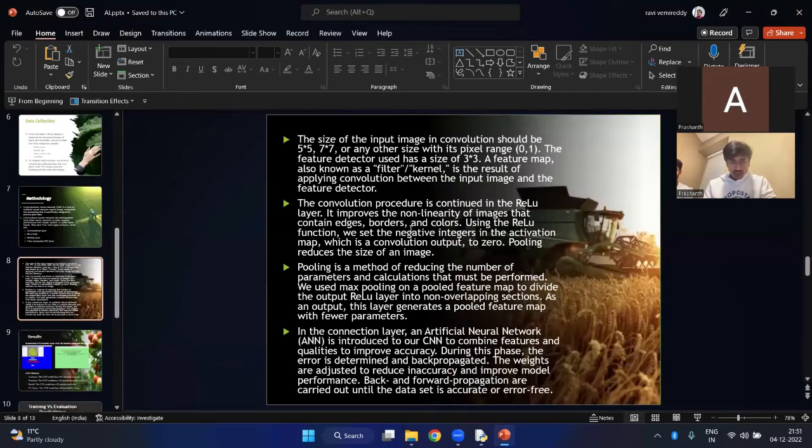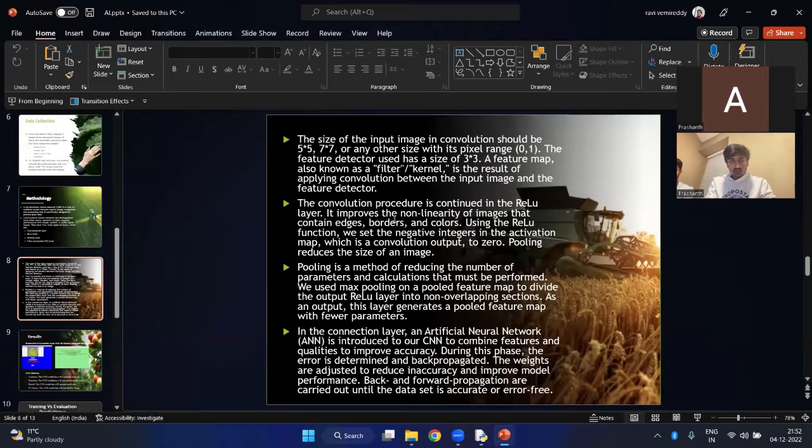What is the convolutional layer? The convolutional layer is the main building block of a CNN. It contains a set of filters or kernel parameters which are learned throughout the training. The size of the input image could be 5 by 5, 7 by 7, or any other size, with pixel values ranging from 0 to 1. The size of the filter is usually smaller than the actual image.